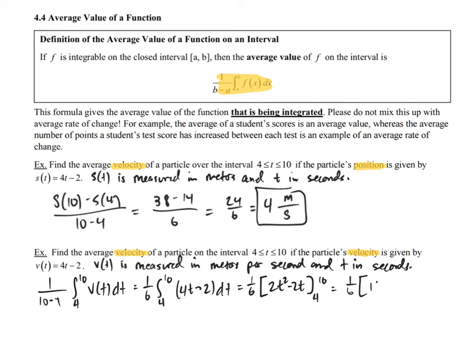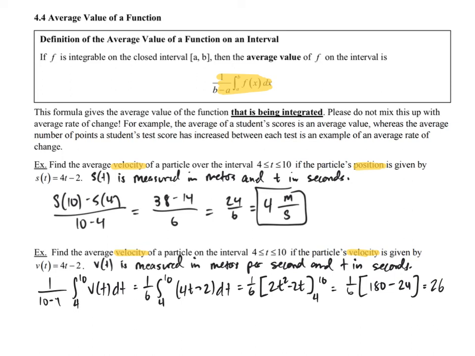We're going to have 180 when we plug in the upper bound of 10, so I'll let you verify that. And then minus when I plug in the lower bound, I'm going to get a result of, let's see here, I believe 24. And so the final answer here is going to be 1/6 of 180 minus 24, and so that would be 26.